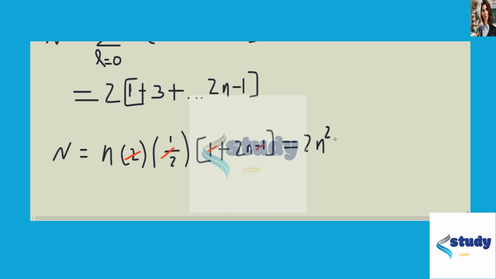That's because the quantity in the brackets has n terms whose average value is 1/2 times 1 plus 2n minus 1, the first and last values. You see that? So it's just half the max and min added together. Okay? So that's how we simplified that, and we got this.